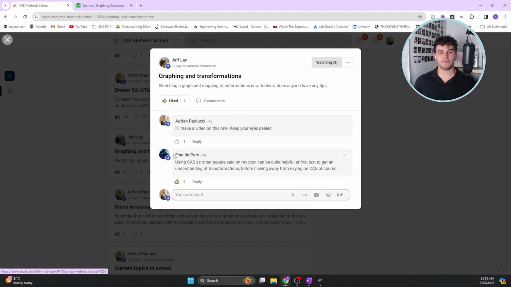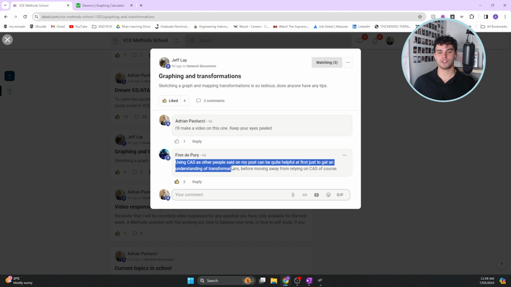But we'll just look at what Finn commented. Using the CAS and other people said on my post can be quite useful at first, just to get an understanding of transformations before moving away from relying on the CAS to just doing it on paper. So Finn's got a good point. Using the CAS to actually understand how different transformations look on different equations is a really good way of understanding.